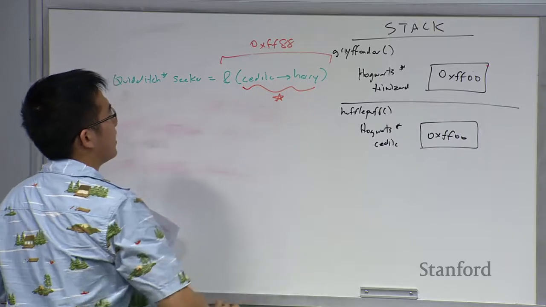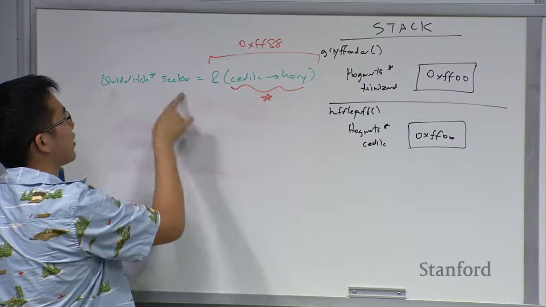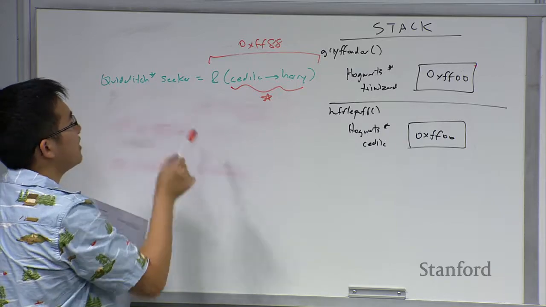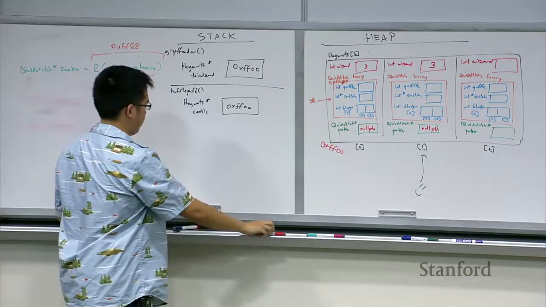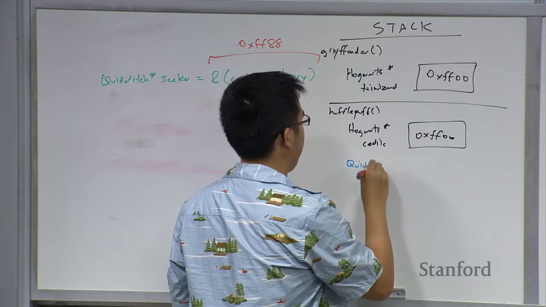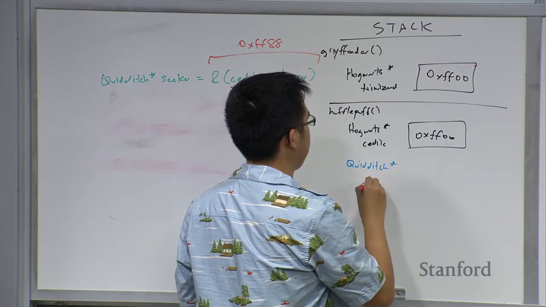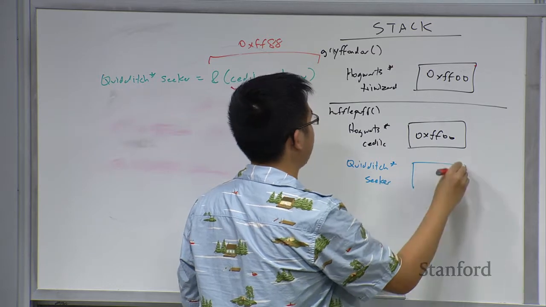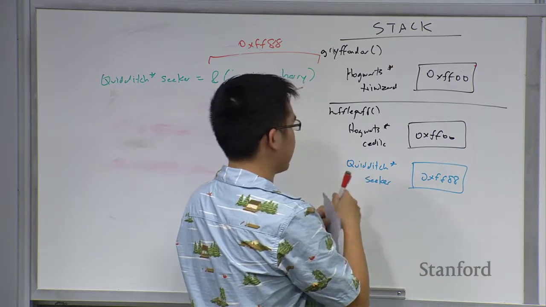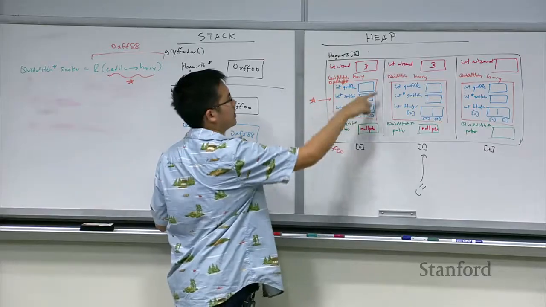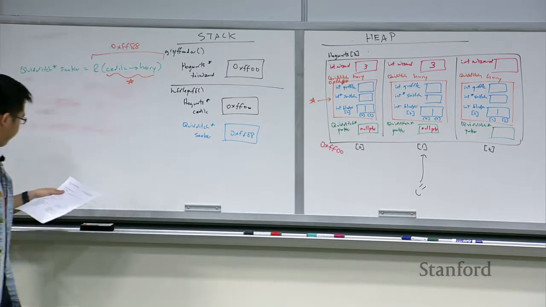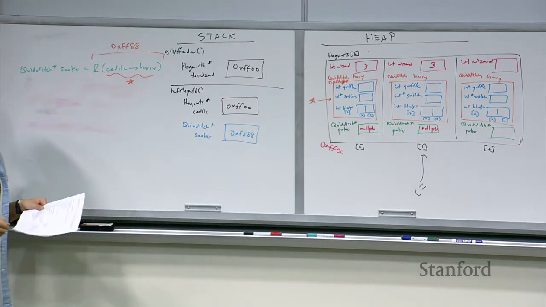Right. And then we set this thing to seeker. Since seeker is not declared using new, this pointer is on the stack. And let's write it over here. Quidditch star seeker. And it has value 0xff88. This seeker is a pointer to this struct. Not the whole thing, but only this orange struct. All right, any questions at this point?